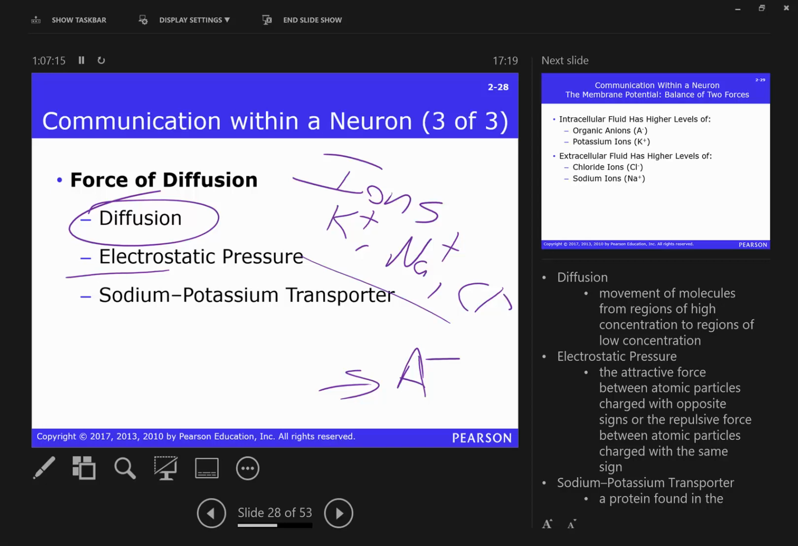For our purposes, we want to think about pushing things apart, right? So if we get a bunch of potassium and a bunch of sodium together, they're going to push each other, right? Because they're positives. You get a bunch of positives together, they're going to start repelling each other.